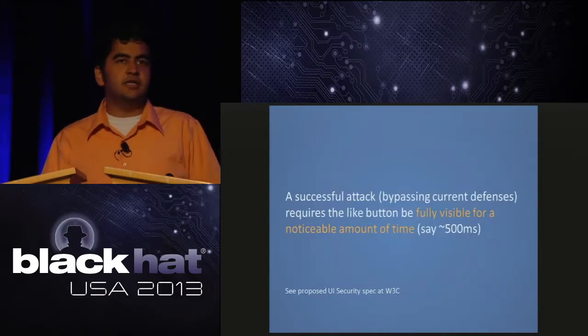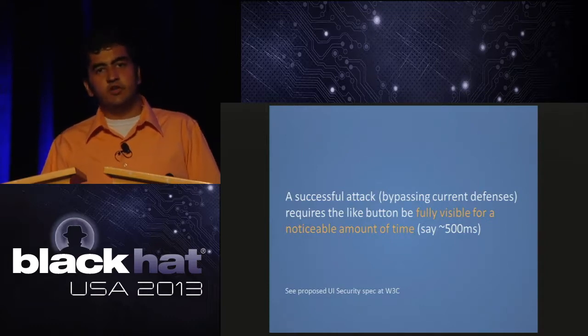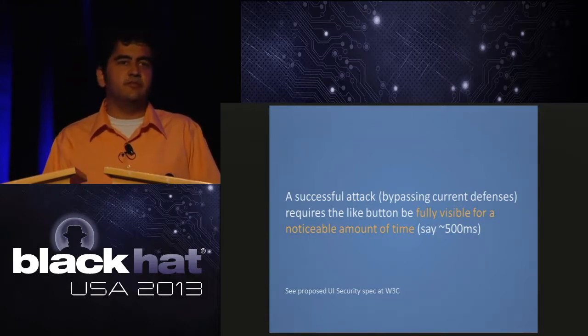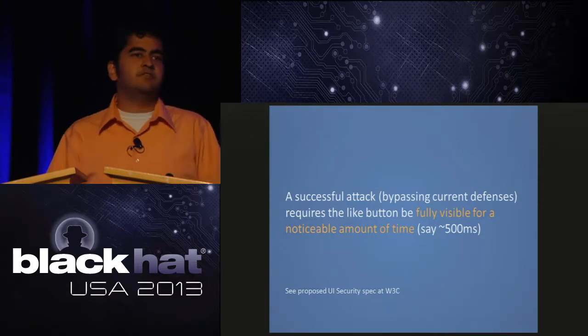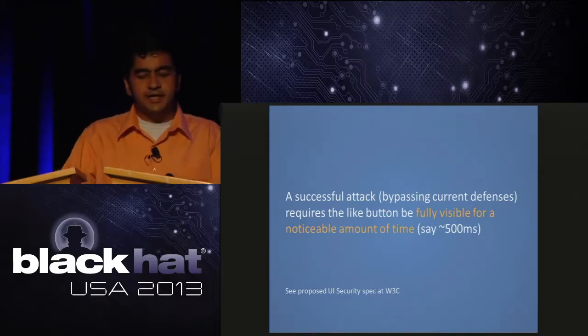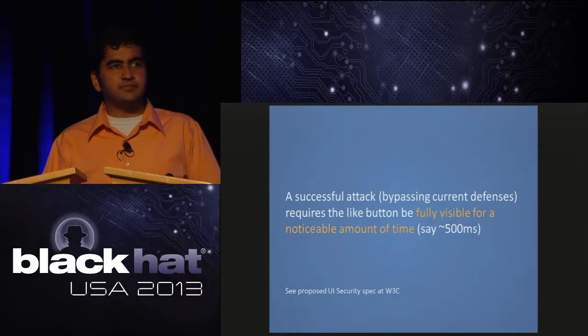Furthermore, to bypass proposed defenses like the upcoming W3C UI security specification, we require that the like button be fully visible during the attack, and also fully visible for a noticeable amount of time, let's say 500 milliseconds at the minimum. This is to not allow attacks where you trick the user into quickly clicking through. All our attacks attempt to bypass this proposed UI security specification. Does that make sense before we jump into the attacks, roughly?